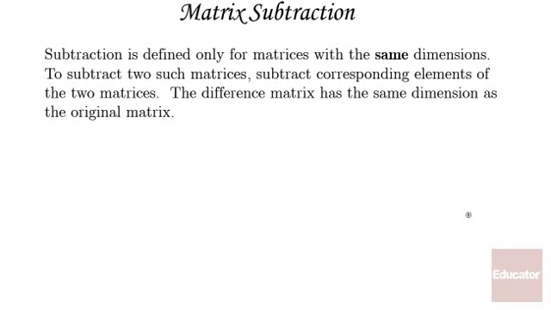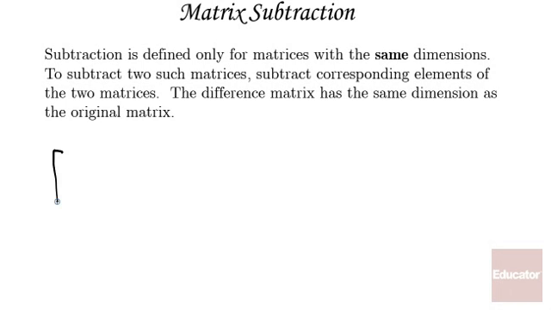Matrix subtraction is very similar. Again, matrix subtraction is defined only for matrices with the same dimensions. To subtract two matrices, subtract the corresponding elements of the two matrices. The result, the difference matrix, will have the same dimensions as the original matrices. So same concept as with matrix addition.